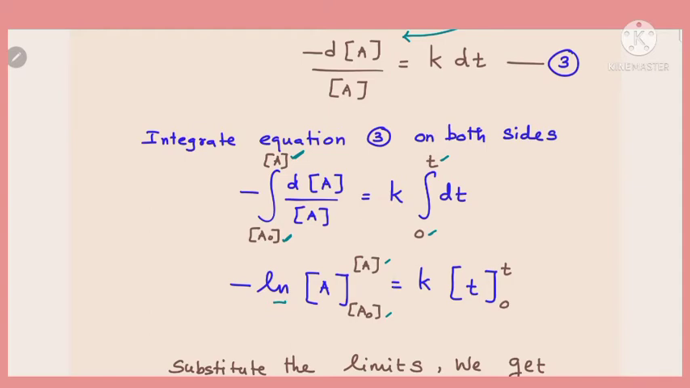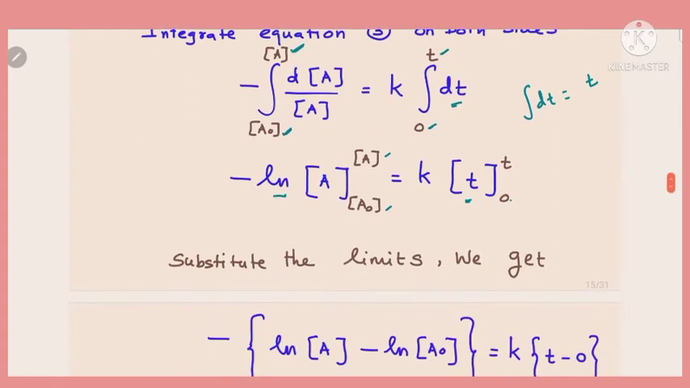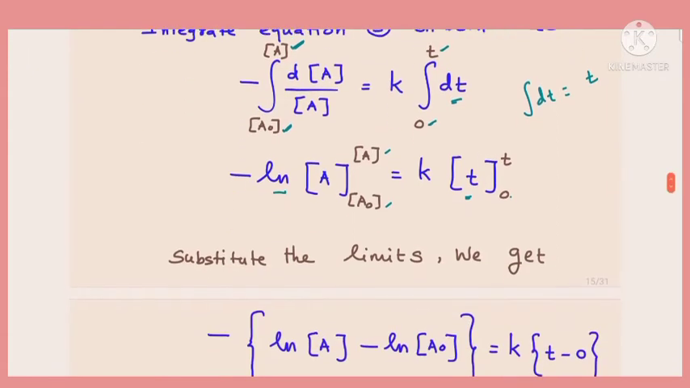Correct. Similarly, on the right side, k is constant, that's why I have taken it out of the integration sign. So k into integration of dt. Integration of dt is nothing but t. So I am getting t with the limits 0 and t. In the next step, I am going to substitute the limits, upper limit followed by lower limit.